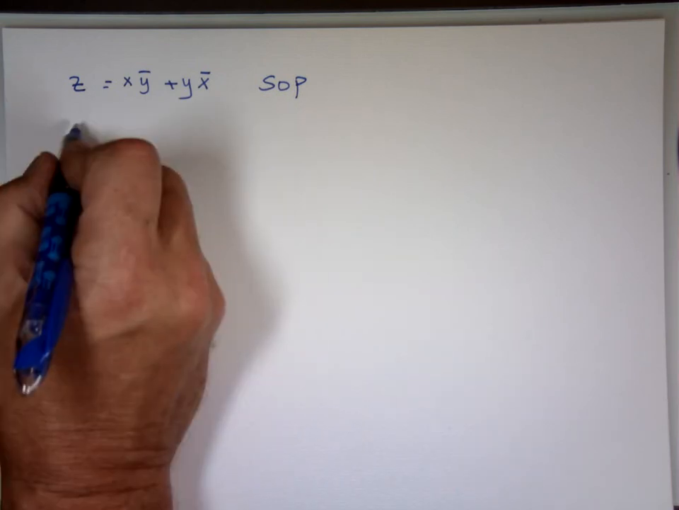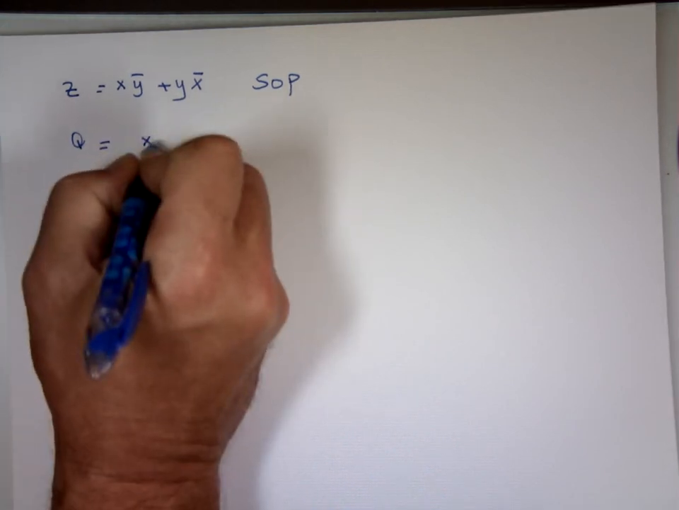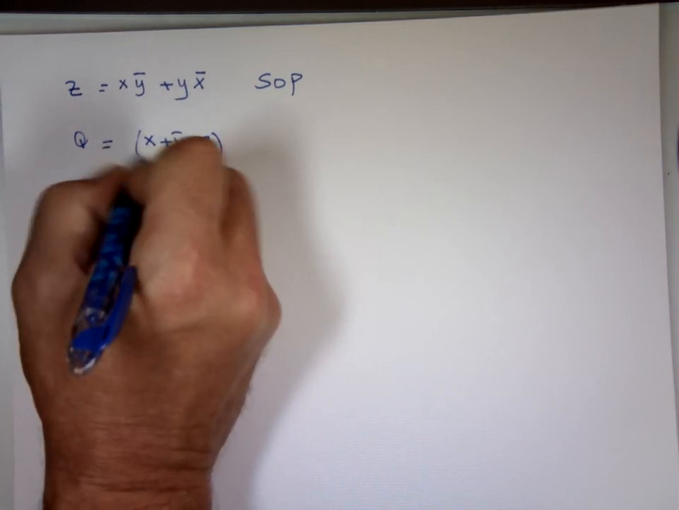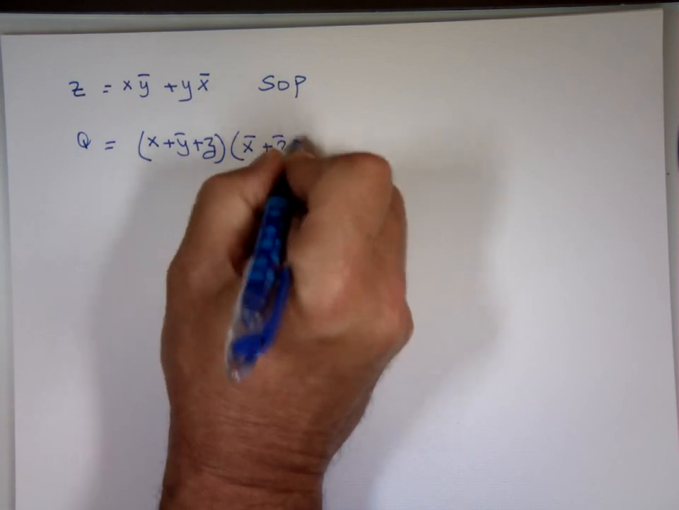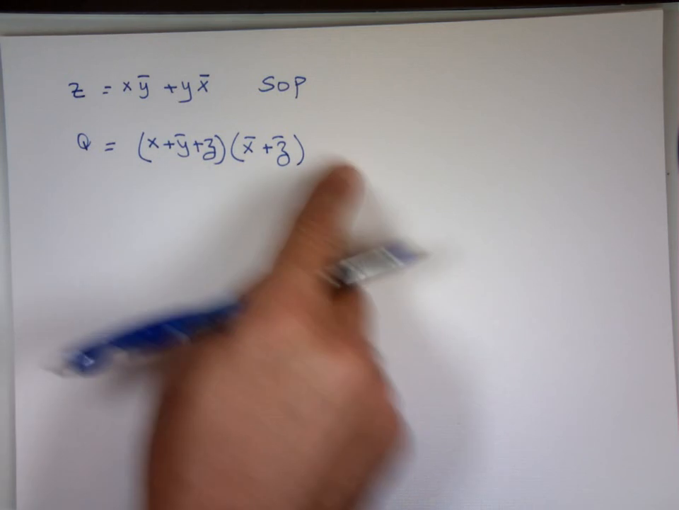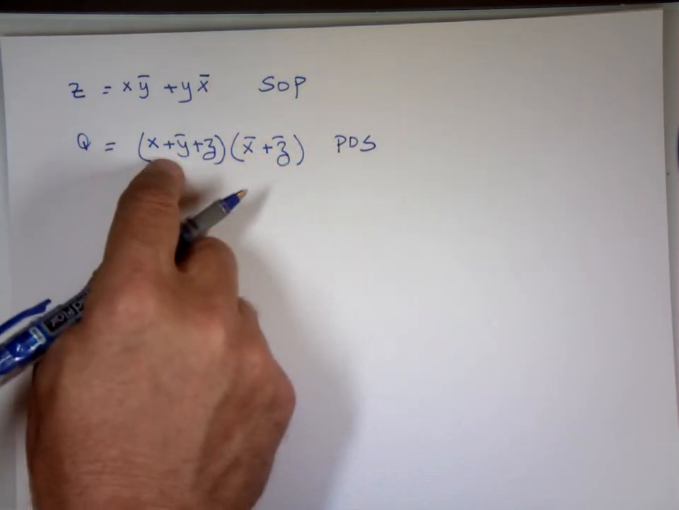Well, sometimes the expression looks like this. Q equals x plus y bar plus z, times x bar plus z bar. Notice these are what? Sums. The whole thing is called product of sums because you have sums here and you're multiplying them.